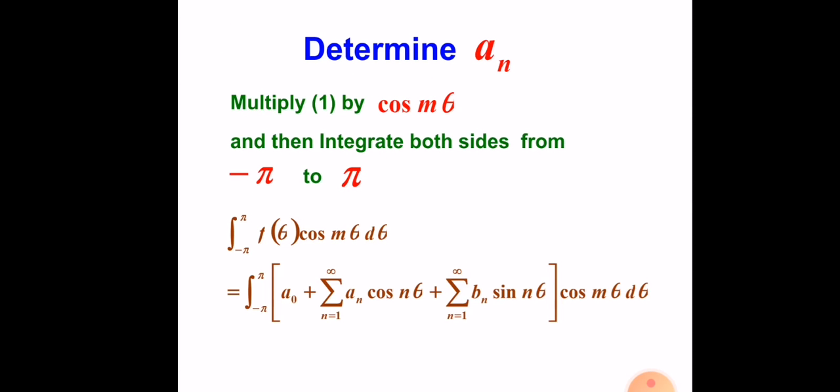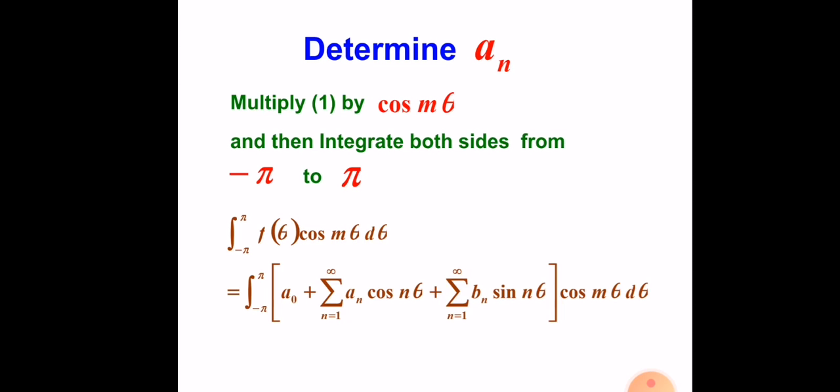നെക്സ്റ്റ് കേസ് ഈസ് ദ ഡിറ്റർമിനേഷൻ ഓഫ് an. Again, case which is familiar to you. To determine the second coefficient, that is an, what you want to do is expansion, Fourier series expansion throughout cos m theta കൊണ്ട് multiply ചെയ്യുന്നു. So you multiply the first equation that you have written with a cos m theta, then integrate both sides from minus pi to plus pi.